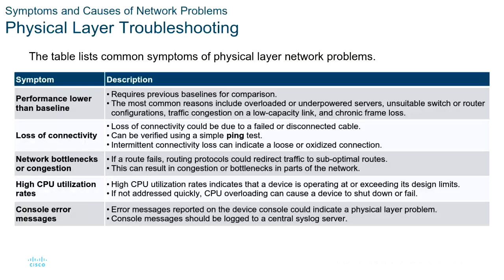Okay, let's look at physical layer troubleshooting. Symptom: performance is lower than the baseline. And you did the baseline measurement, so you know something's going on. Overloaded, underpowered servers. Remember that the server guys will always blame your network for the problem. Switch or router configuration is not proper. You have too much traffic on a low capacity link. You're losing frames. This would cause lower performance that's less than the baseline. So you measure before, so you have a good idea what should be going on here.